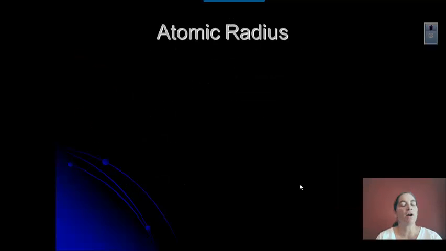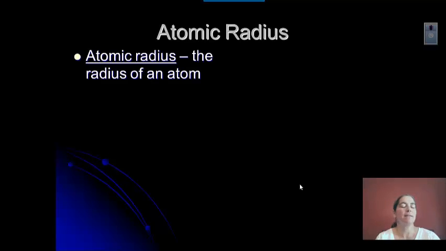All right, let's talk about atomic radius. You guys know what a radius is. It's for things like circles and spheres. It's how we determine their size. So obviously the atomic radius is just the radius of an atom.